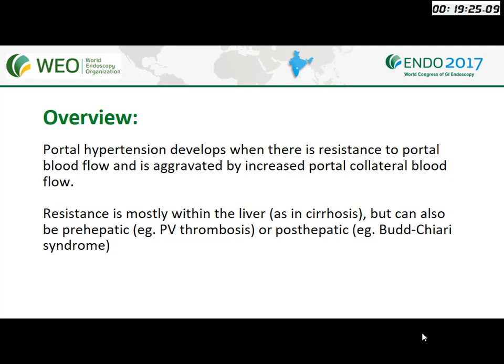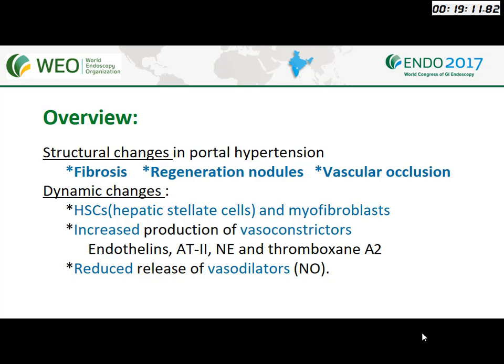Resistance is mostly within the liver, as in cirrhosis, but can also be prehepatic, as in portal vein thrombosis, or posthepatic, as in Budd-Chiari syndrome. We have two important mechanisms: structural changes and dynamic changes. Structural, when there is fibrosis, regenerating nodules, and vascular occlusion. Dynamic, the hepatic stellate cells responsible for fibrosis and myofibroblasts, and increased production of vasoconstrictors and reduced release of vasodilators.